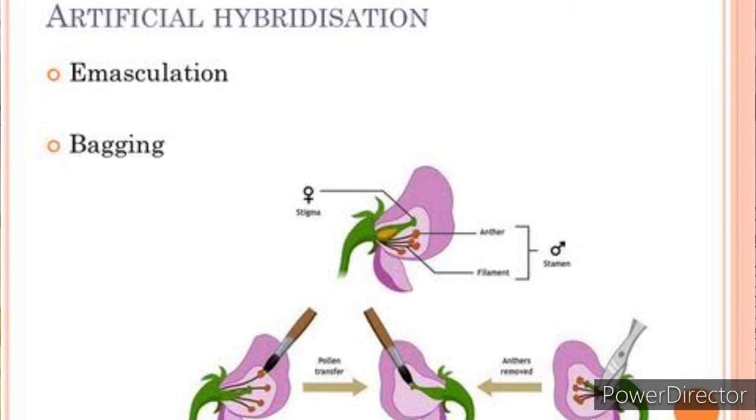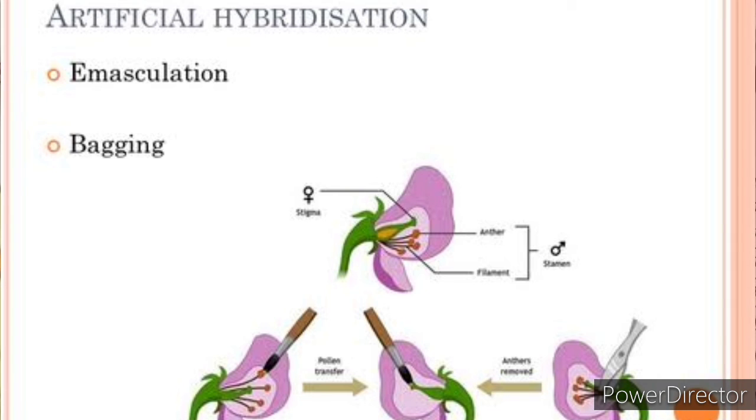When the stigma is bagged, and after it attains receptivity, the desired pollen, that is the mature pollen grains collected from the anthers of the male parent of our choice, are dusted on the stigma and the flowers are rebagged, and so the fruits will develop.